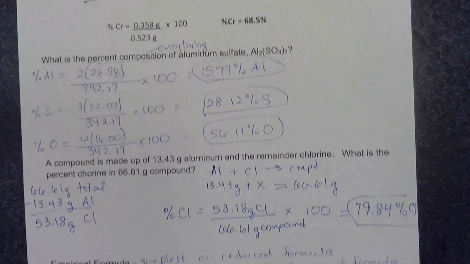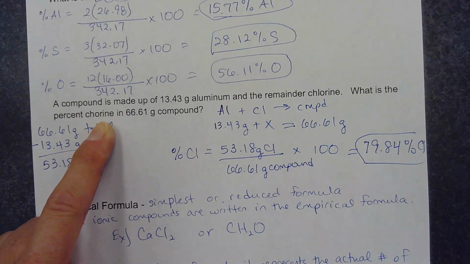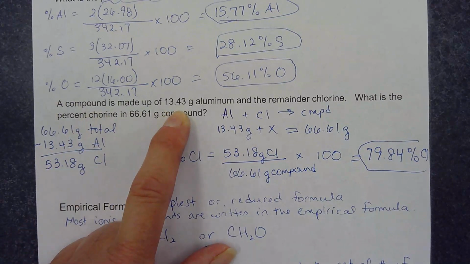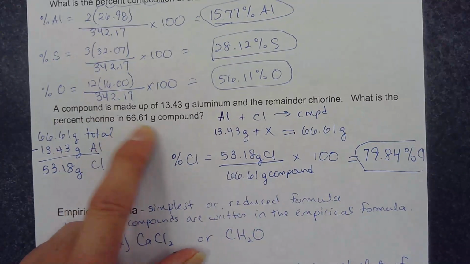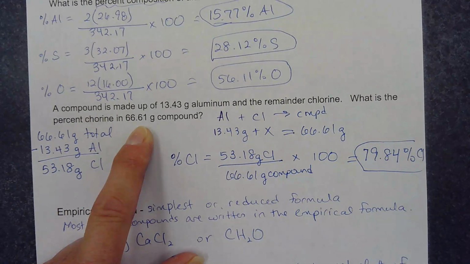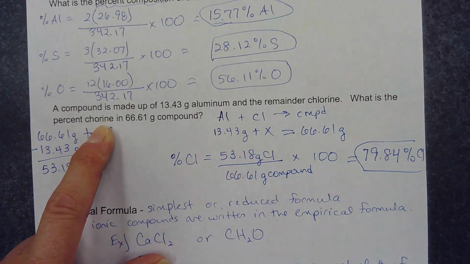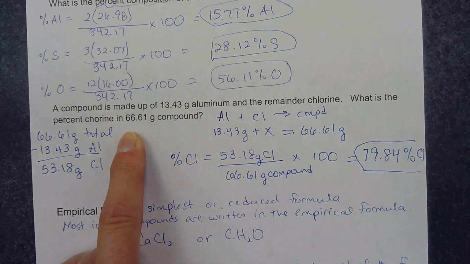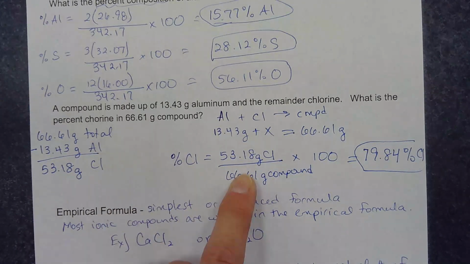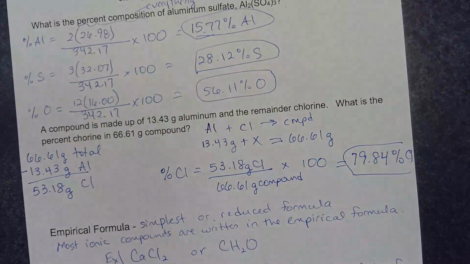Now, sometimes you've got to subtract. So in this problem, it said a compound made up of 13.43 grams of aluminum, and the remainder is chlorine. The total amount of compound is 66.61 grams. If you want to know the percent of chlorine, what do you have to do? You have to subtract the grams of aluminum from the grams of the compound, and what is that? The grams of chlorine. And then divide that by the grams of compound total times 100. Do you remember that? Okay. Guys, if you don't have these notes, you've got a video of it, okay?